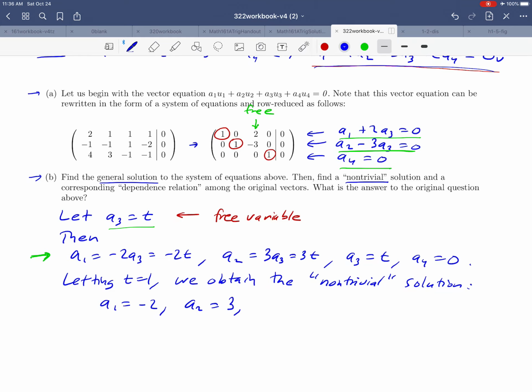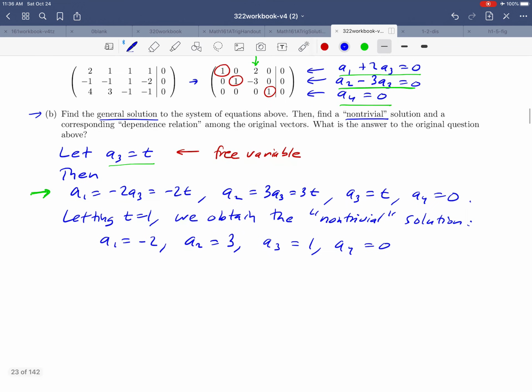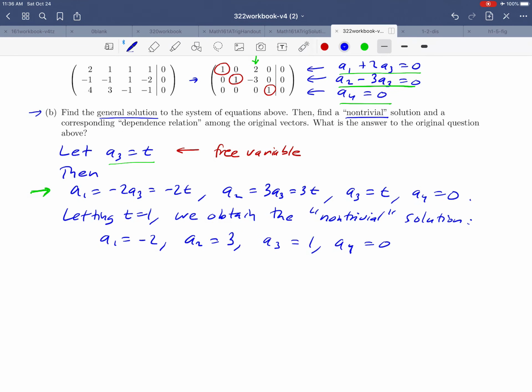And then a3, that's just t, which is 1, and then a4 is 0. Okay. And that's a non-trivial solution because we look at those 4 values and they're not all 0. That's what we mean again when we say non-trivial. Okay, well, what does this all mean? Well, let's think about it in the context of the system that we just solved. Okay, this indicates the following.